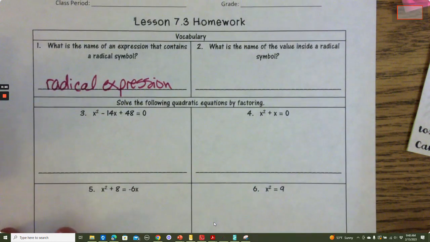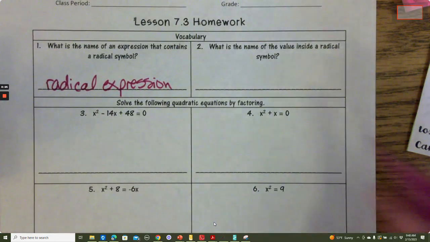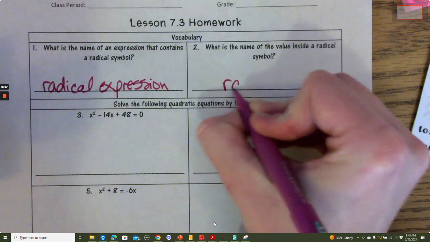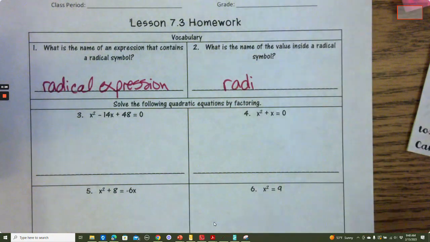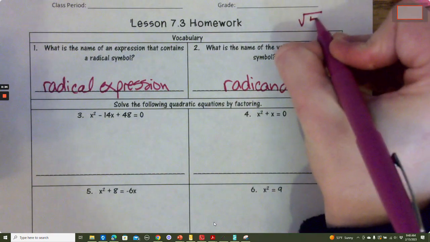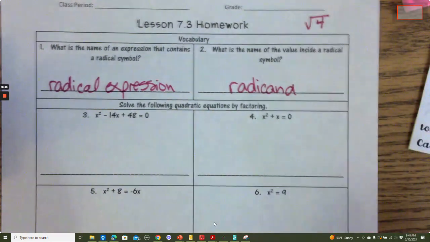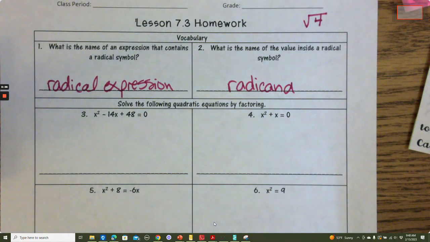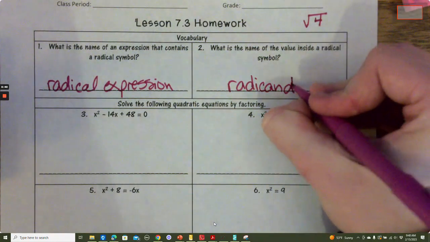And then number 2, what is the name of the value inside a radical symbol? Radicand. Root is the answer. Radicand. So if I say the square root of 4, 4 is the radicand. And that's a D.